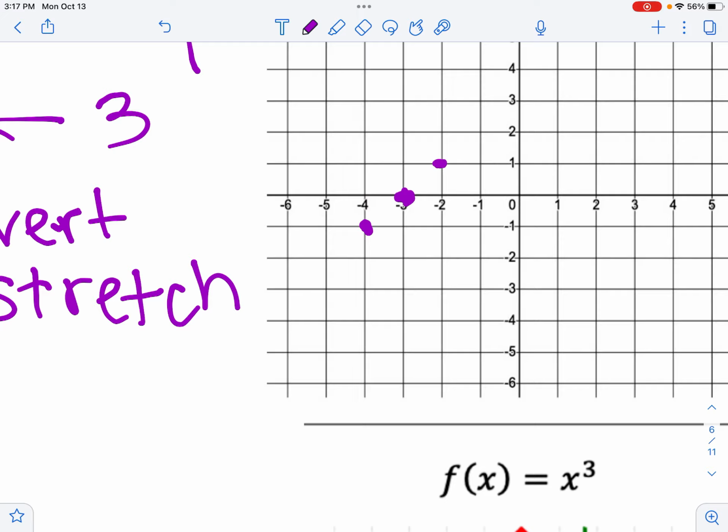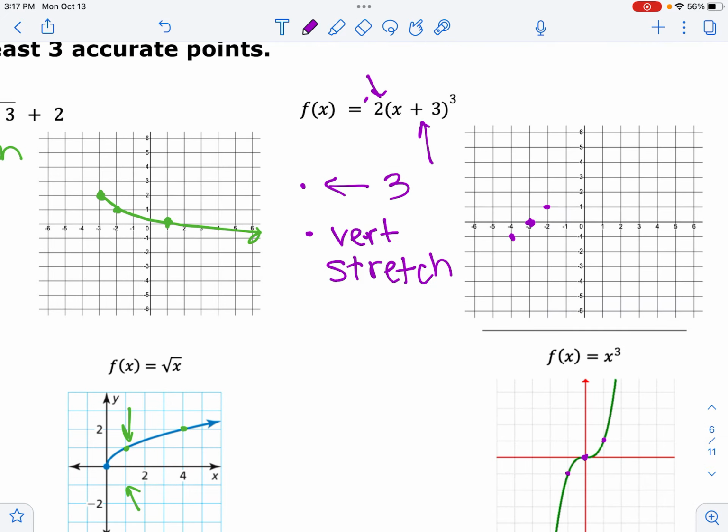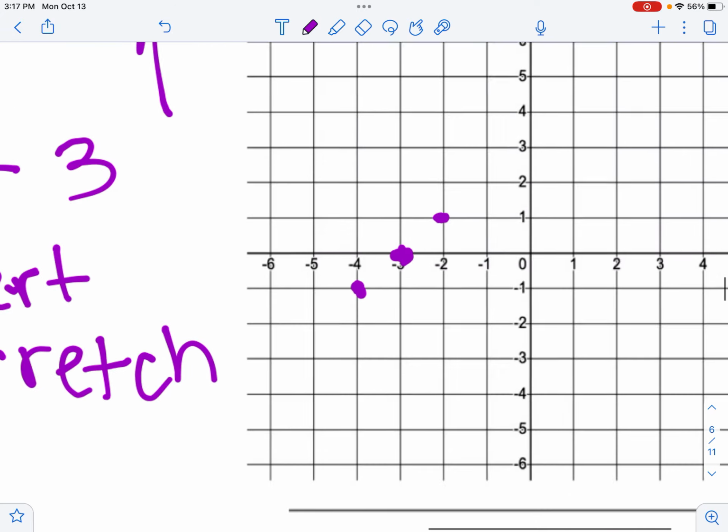Okay, but it says I have a vertical stretch, and it's by a factor of 2. So that's going to pull it away from the x-axis, which means this point right here is going to go up to 2, and this is going to go down to -2. So that's what I want to change. So I'm going to erase these. And I'll put it here and here.